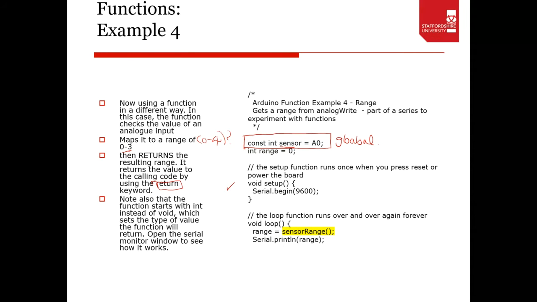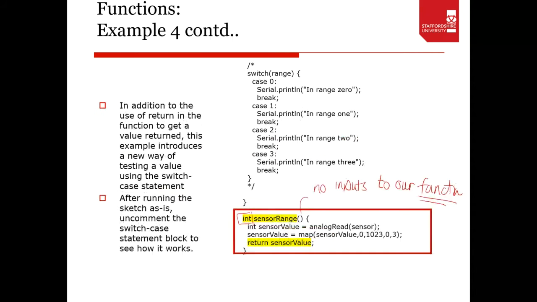Yes, it can. Can it be seen in void loop? Yes, it can. Well, this is a global variable also. They're both globals. And can it be seen, so it can also be seen here and here. Can it be seen in the function? Yes, it can.